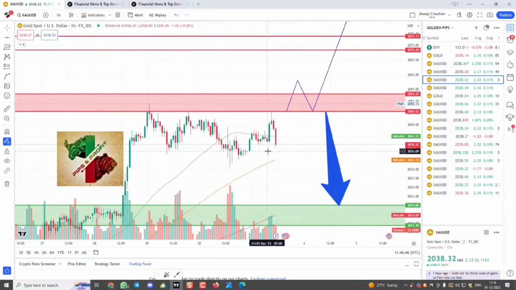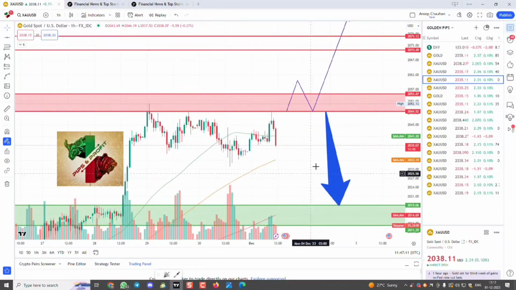Basically, this was a scenario which I already drew, and yesterday also we talked about the same scenario. This is a strong resistance area, and the market rejected exactly from 2049, and it is playing well. Right now, the market is standing around the 2038 zone, and we expect some dynamic support here. The 2033 zone is definitely some support. It might take some support and bounce back a little bit, and again come down towards 2030 and further fall.